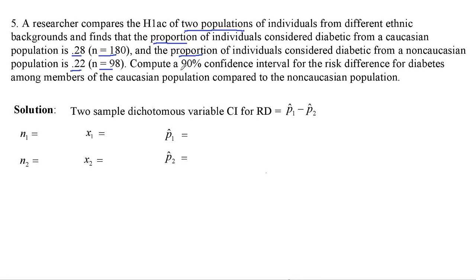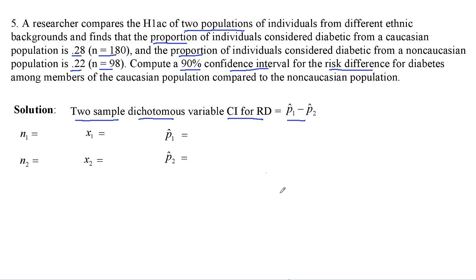We're computing a 90% confidence interval for the risk difference. So risk difference means difference in proportions. We have two samples here, Caucasian and non-Caucasian. This is a dichotomous variable: either you have diabetes or you do not. And we're finding the confidence interval for the risk difference, which means P1 hat minus P2 hat, the difference of proportions, P1 minus P2.